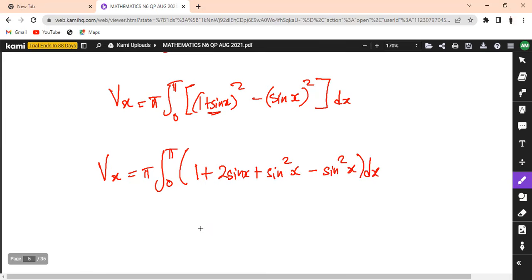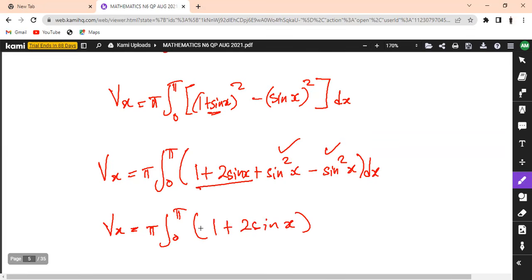So as you can see, we've got something familiar that we can get rid of, which is the sine squared x and the sine squared x. These two can actually cancel each other, which means we're going to be left with this part alone. So Vx is going to be pi, the integral from 0 to pi of 1 plus 2 sine x, with respect to x in this case.